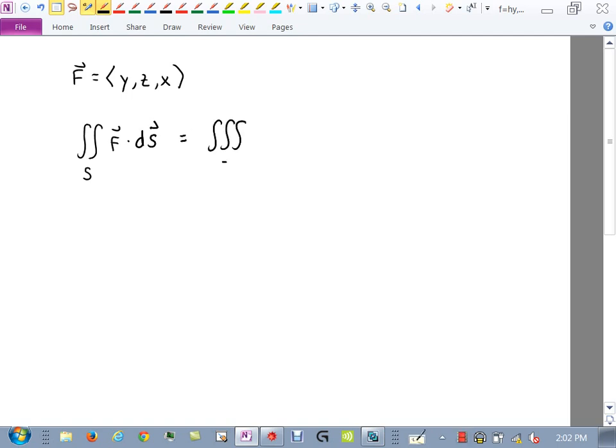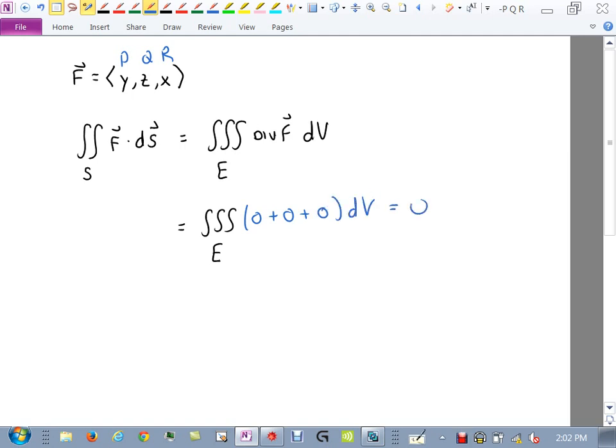It's going to be the triple integral over the div f with respect to volume. So what is the div of f here? Here's P, Q, R. What's the partial of P with respect to x? 0. What's the partial of Q with respect to y? 0. What's the partial of R with respect to z? 0. And so the answer is 0.